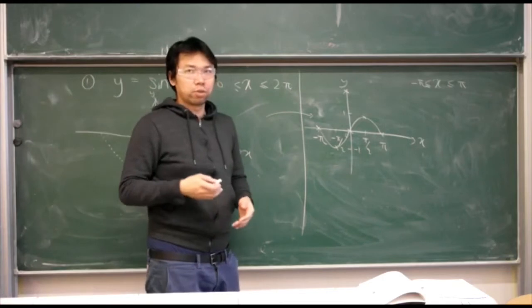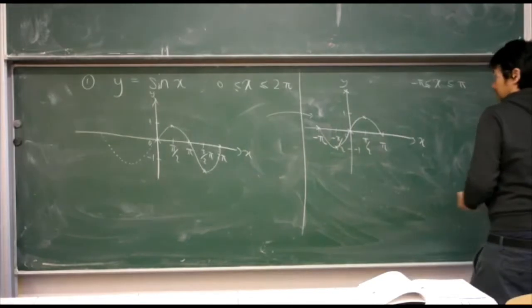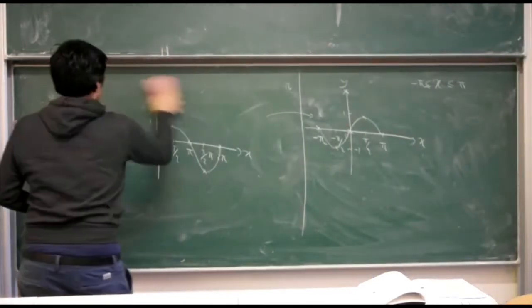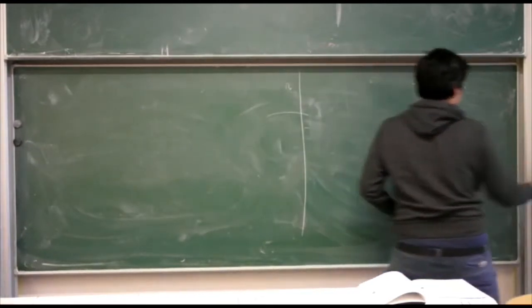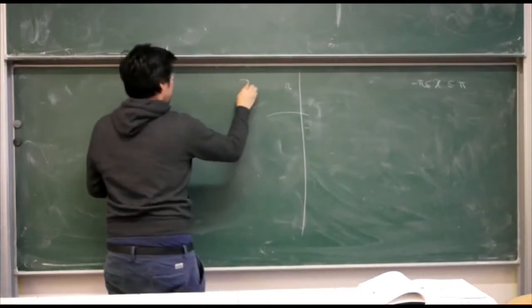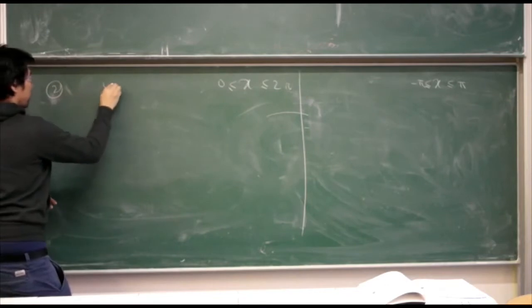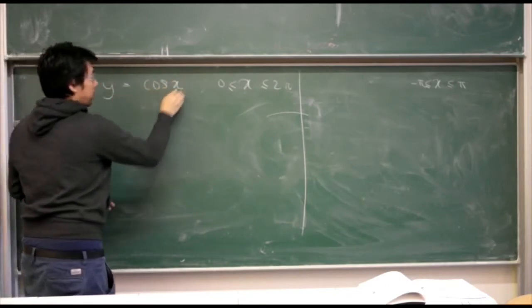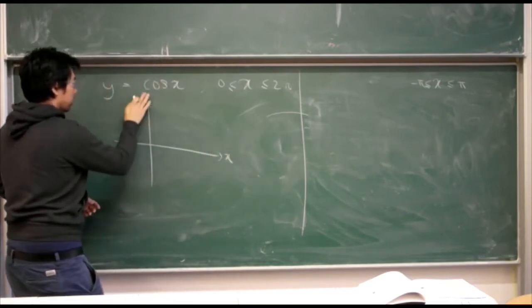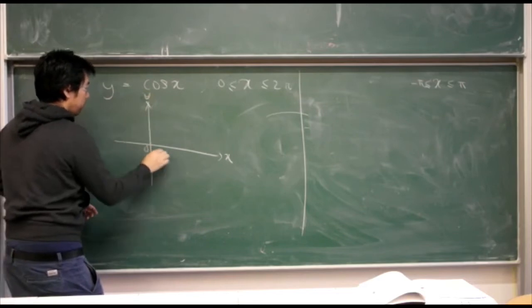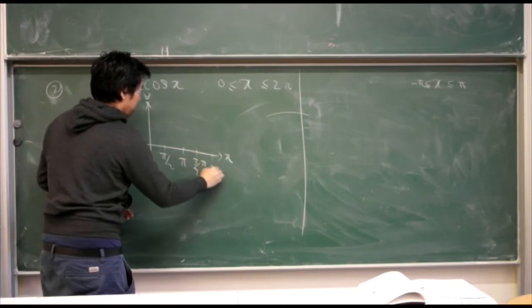So now we'll try to continue with a few more graphs of cosine x and tangent x. Again, x is between 0 and 2 pi. The second graph is y equals cosine x. So the graph will look like, again, sorry, we take intervals of pi over 2. So pi over 2, pi, 3 over 2 pi, and 2 pi.